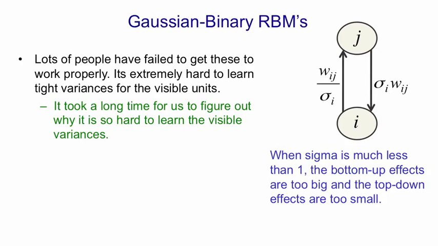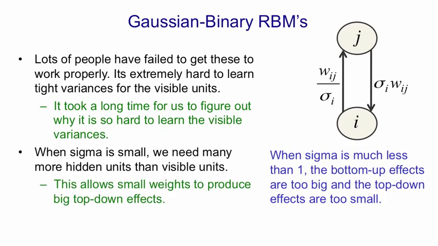And this will mess up learning. So the solution is to have many more hidden units than visible units. That allows small weights between the visible and hidden units to have big top-down effects because there are so many hidden units. But of course, we really need the number of hidden units to change as that standard deviation sigma I gets smaller. And on the next slide, we'll see how we can achieve that.